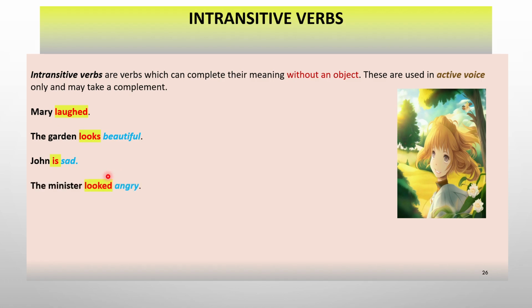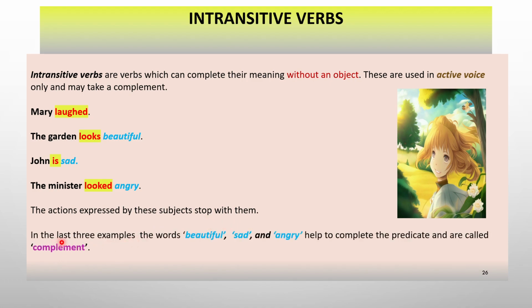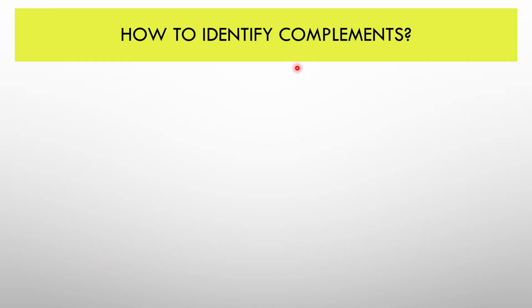John is sad. The minister looked angry. The actions expressed by these subjects stop with them. The last three examples, the words beautiful, sad, and angry, help to complete the predicate and are called complements. So now we shall know how to identify the complements.